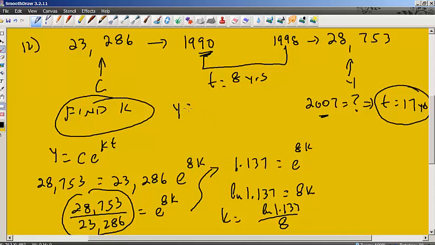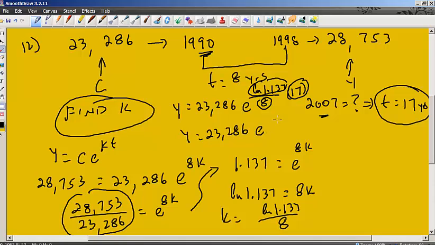So my y, my function now looks like this. Y is equal to 23,286 e to the ln of 1.137 over 8 times 17. Alright, Tony, I want you to do this. I want you to find ln of 1.137, multiply that answer by 17, and divide that answer by 8, and tell me what that is. 0.2728.